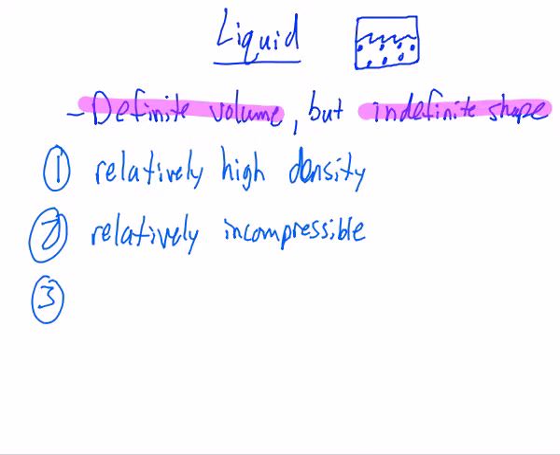Number 3 for liquids, they have the ability to diffuse. They can mix very easily. You see it and you do it all the time, like in an Arnold Palmer. Tea, lemonade, they diffuse together, they mix together.